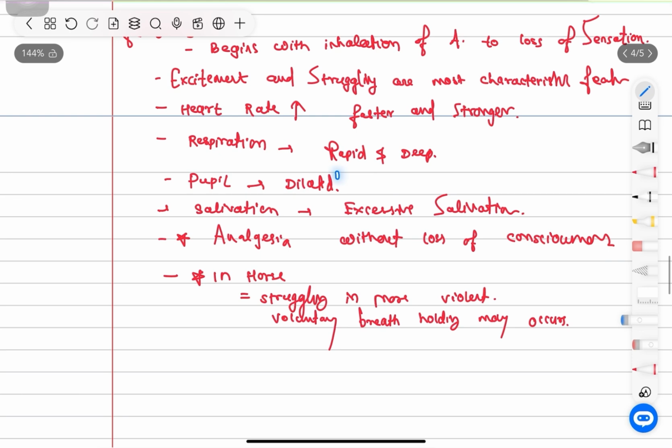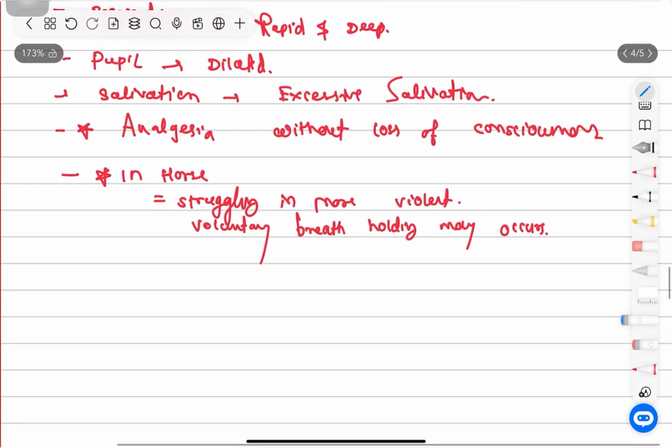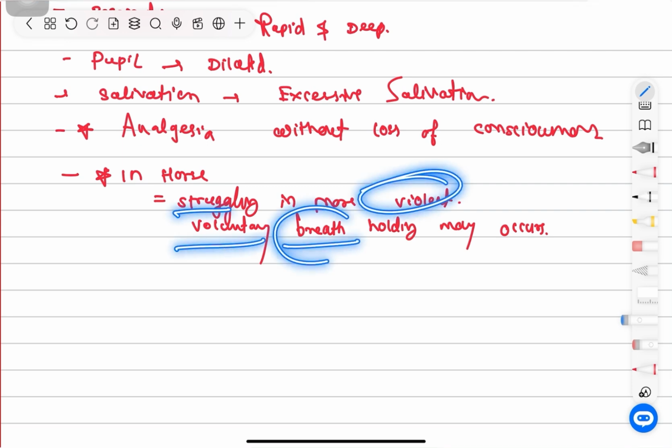The pupils get dilated. Then there is excessive salivation. Analgesia occurs without the loss of consciousness. In horses, the struggling is more violent and voluntary breath holding may occur.